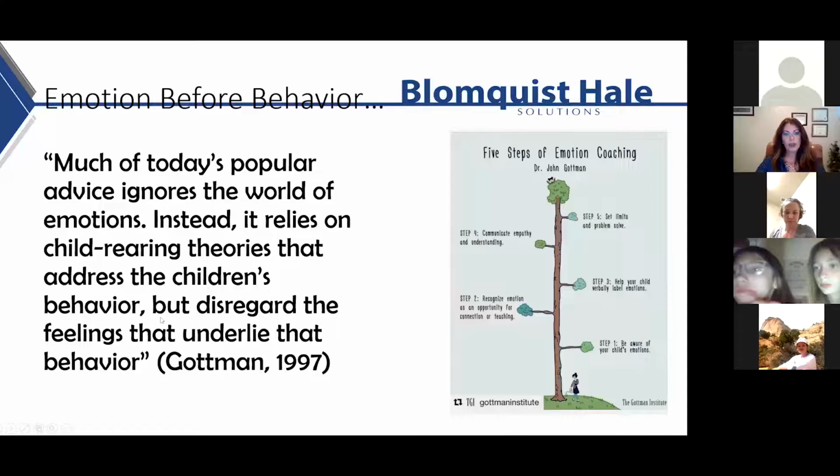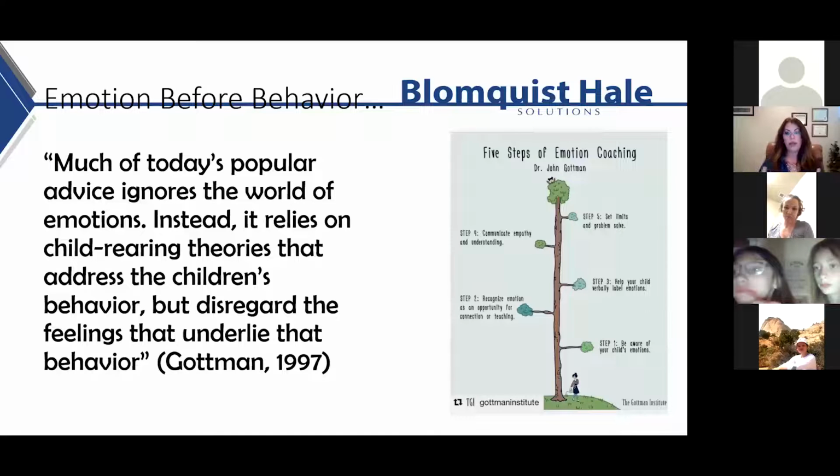So the thing is, we always go into the behavior, right? We always go straight there. So the scenario I had before about, oh, you're picking your skin, let me go get a Band-Aid. There was zero empathy. There was zero understanding of the emotion behind it. There was zero, like, oh, it seems like you might be bored. And we jump right to the behavior.